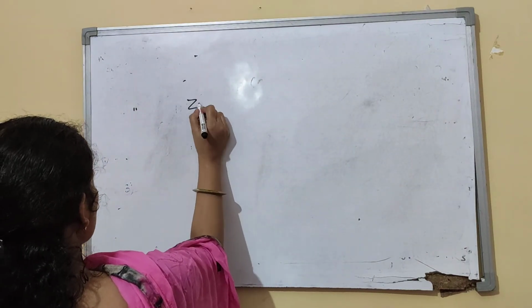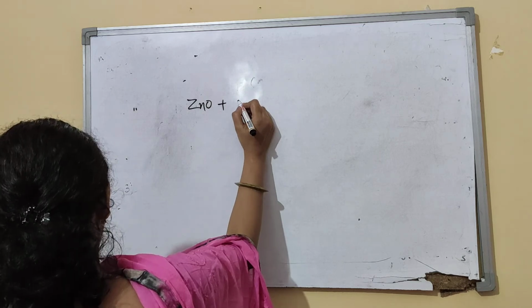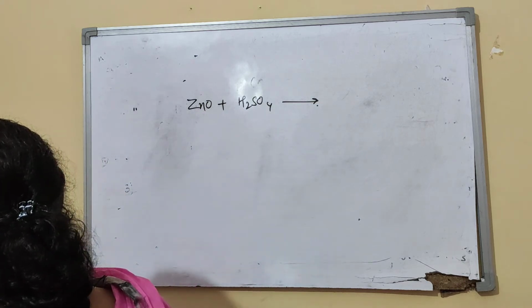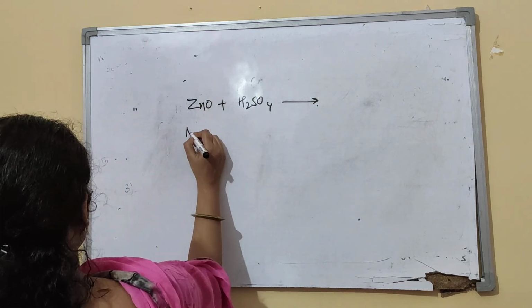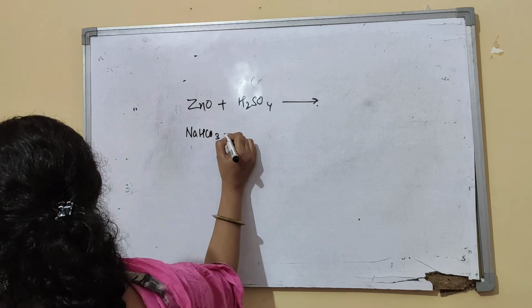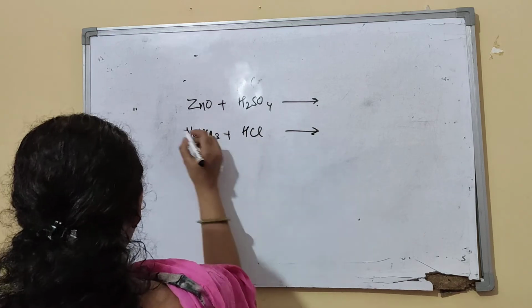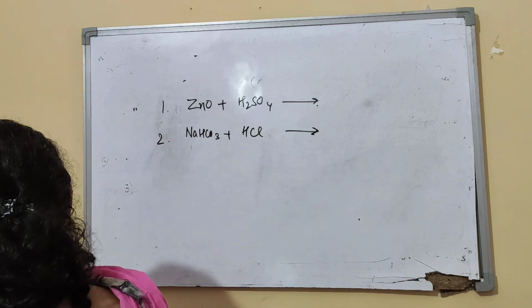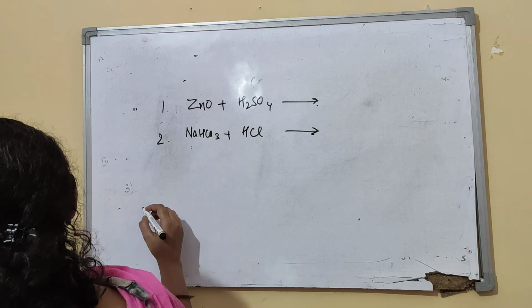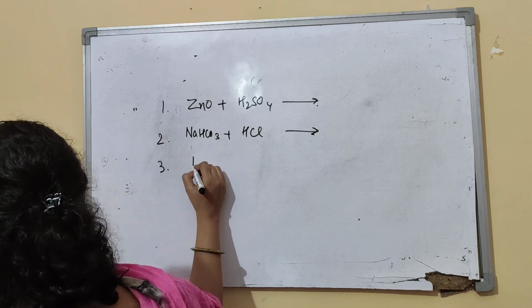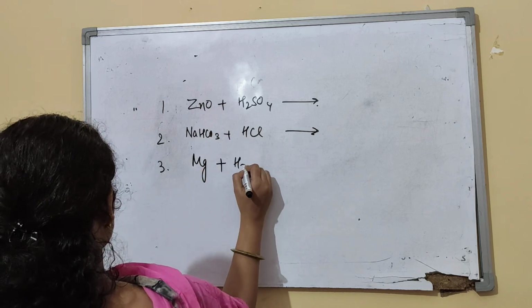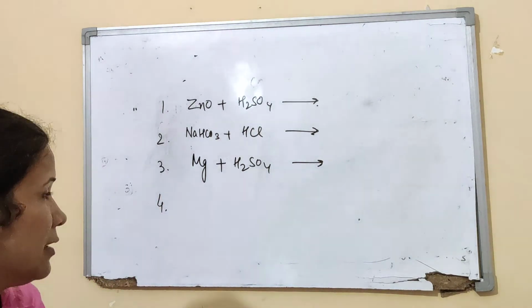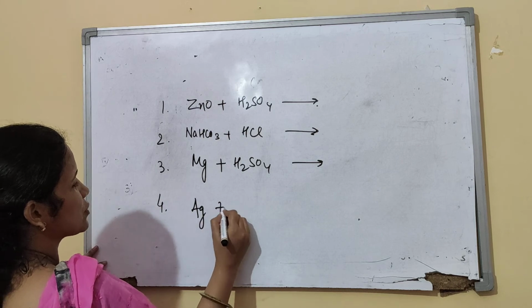You will just write zinc oxide plus H2SO4, and then you will write NaHCO3 plus HCl. You have to complete and balance. 1, 2. You also write third, magnesium plus H2SO4. Fourth one, you will be writing silver plus H2SO4.